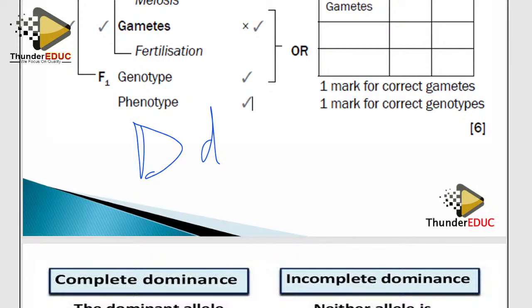The vice president cannot speak if the president is available. That's the meaning. So when a dominant allele is present, a recessive allele cannot do anything. Is it clear?